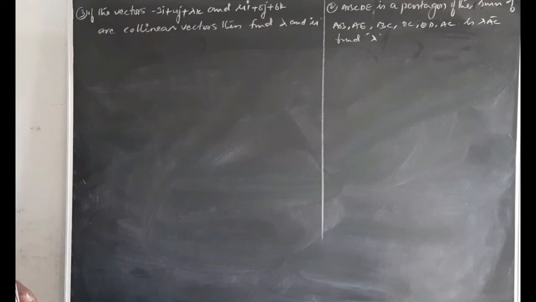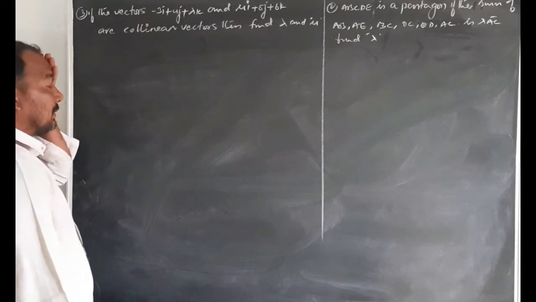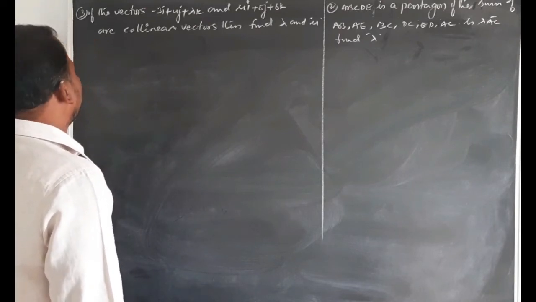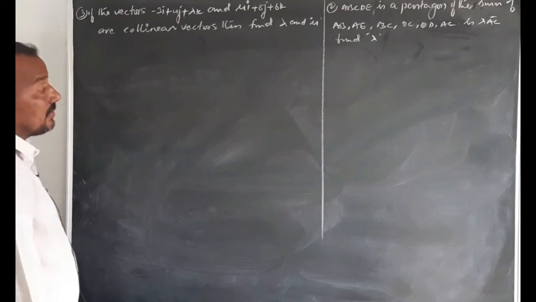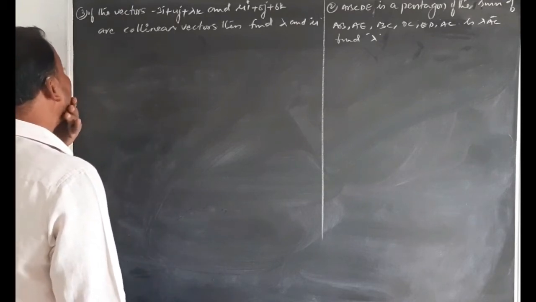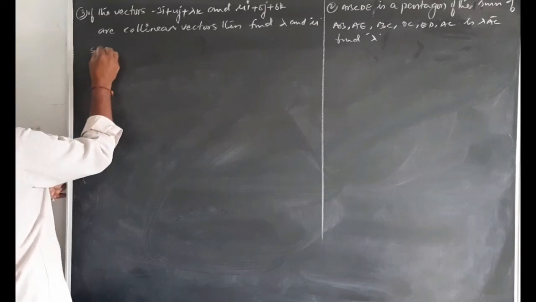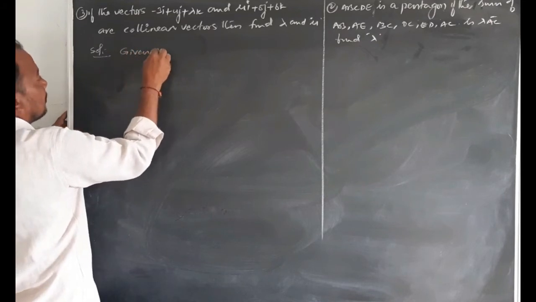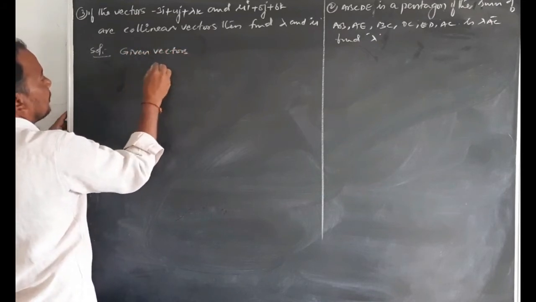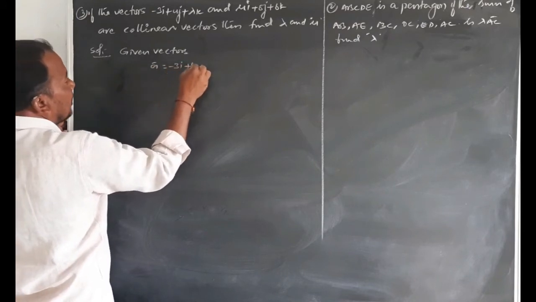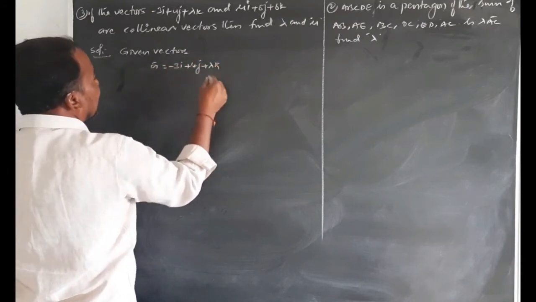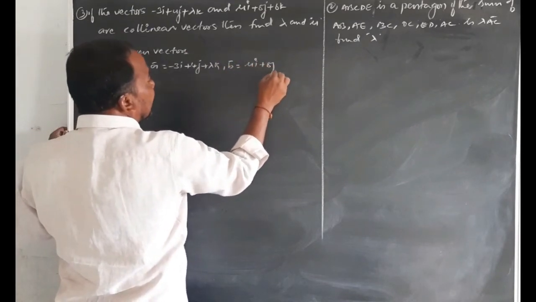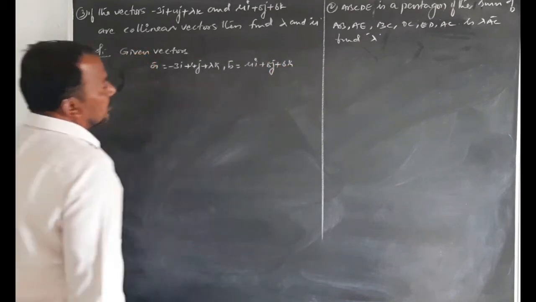The vectors minus 3i plus 4j plus lambda k and mu i plus 8j plus 6k are collinear vectors. Then find lambda and mu. Given vectors A equals minus 3i plus 4j plus lambda k, B equals mu i plus 8j plus 6k.